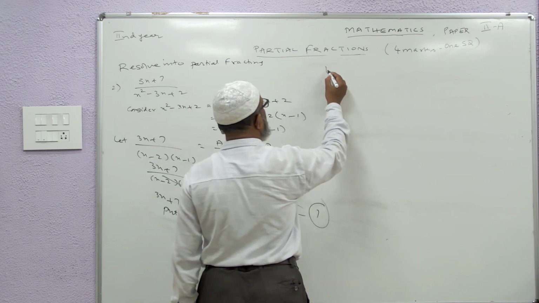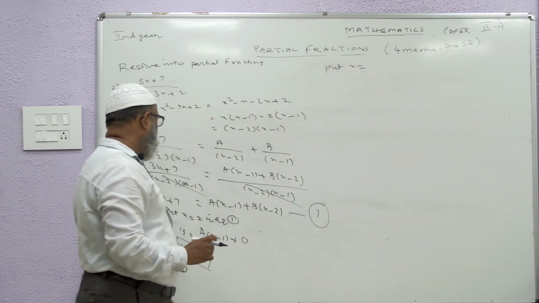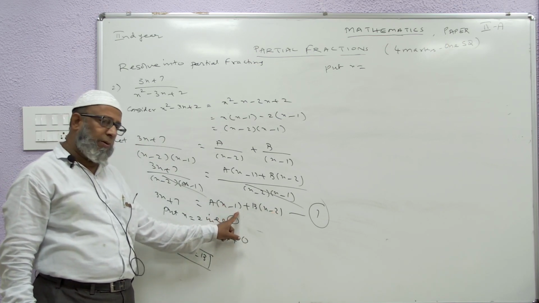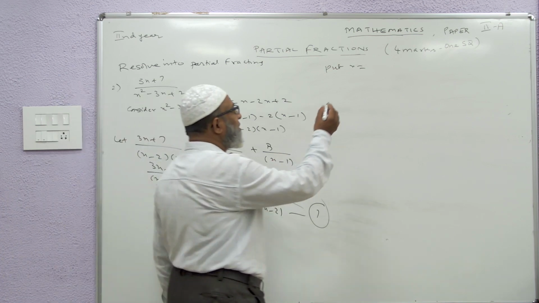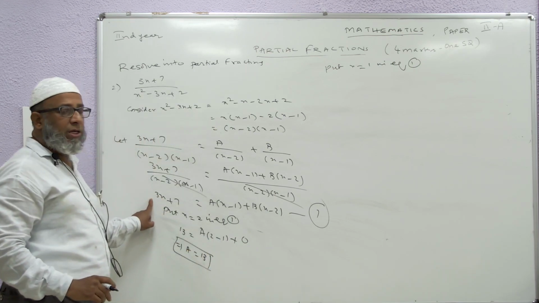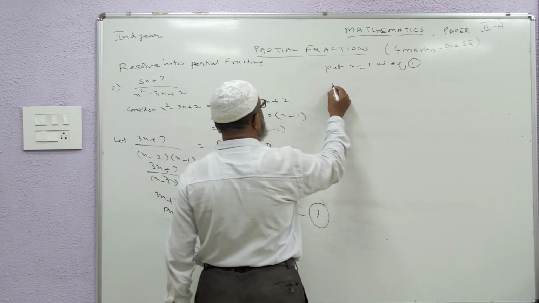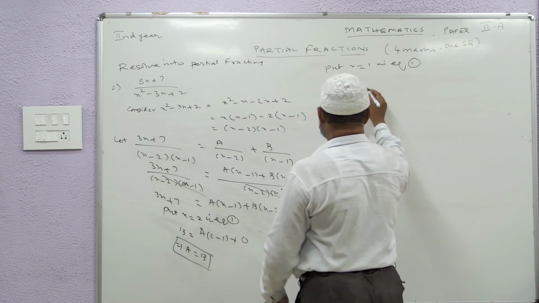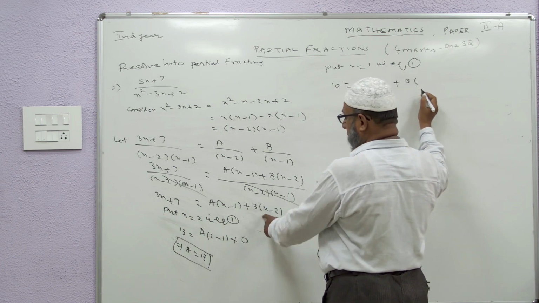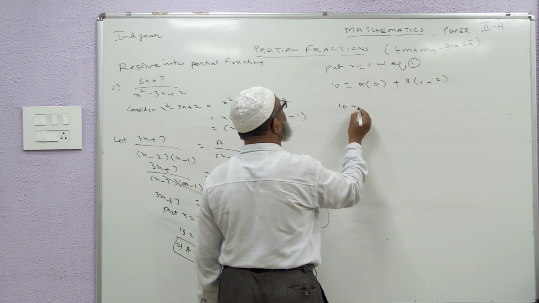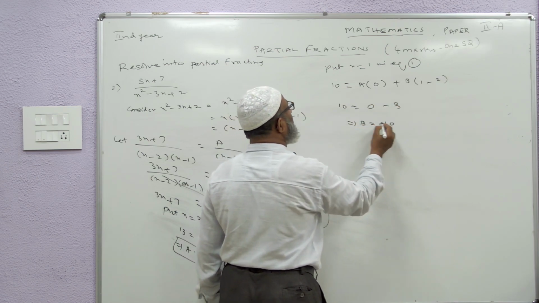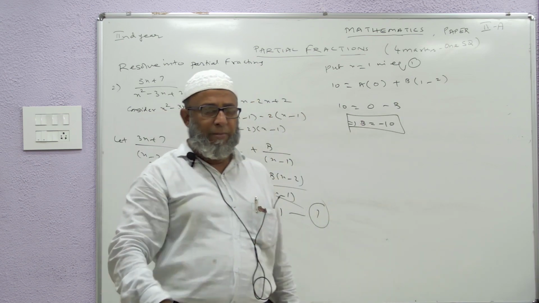Similarly, put x equal to the value that makes the other factor 0. In the previous case I put the opposite value of -2; now the opposite of -1 is plus 1. So put x = 1 in equation 1. 1 times 3 is 3, 3 plus 7 is 10, which equals a into (1 - 1), which becomes 0, plus b into (1 - 2). So 10 is equal to 1 - 2, which is -b. So it means that b is equal to -10.